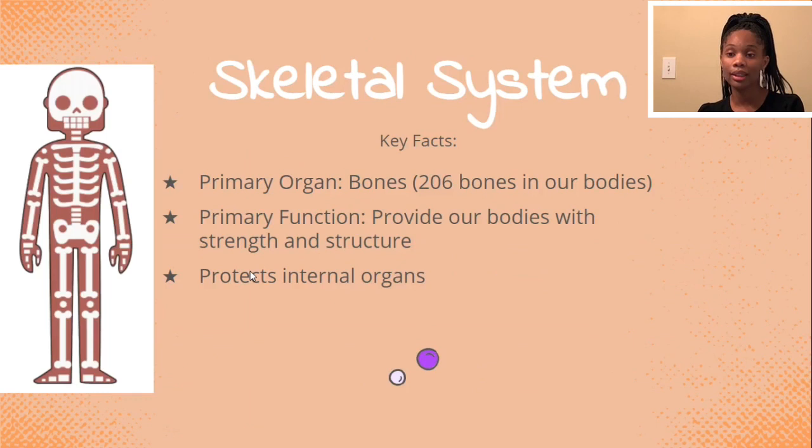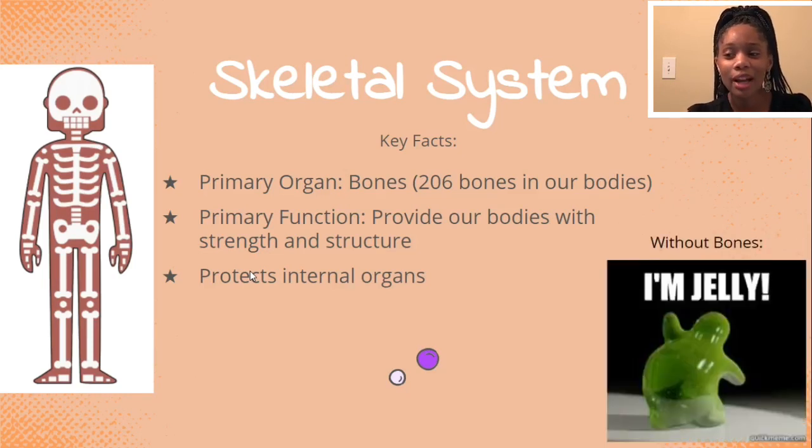Now, your skeletal system consists of your bones. We have about 206 bones in our bodies. And the primary function of the skeletal system is to provide our bodies with strength and structure. Could you imagine what our bodies would be like without bones? Well, let me give you an idea. We would look like flubber. Just a blob of jelly. I don't know about you, but I don't want to be like that. So I'm thankful for the skeletal system.